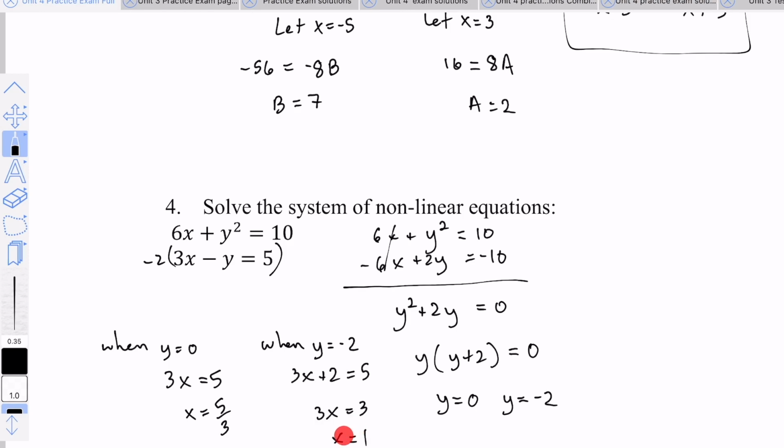So we have two solutions here. When x equals 1, y equals -2. And when x equals 5/3, y equals 0.